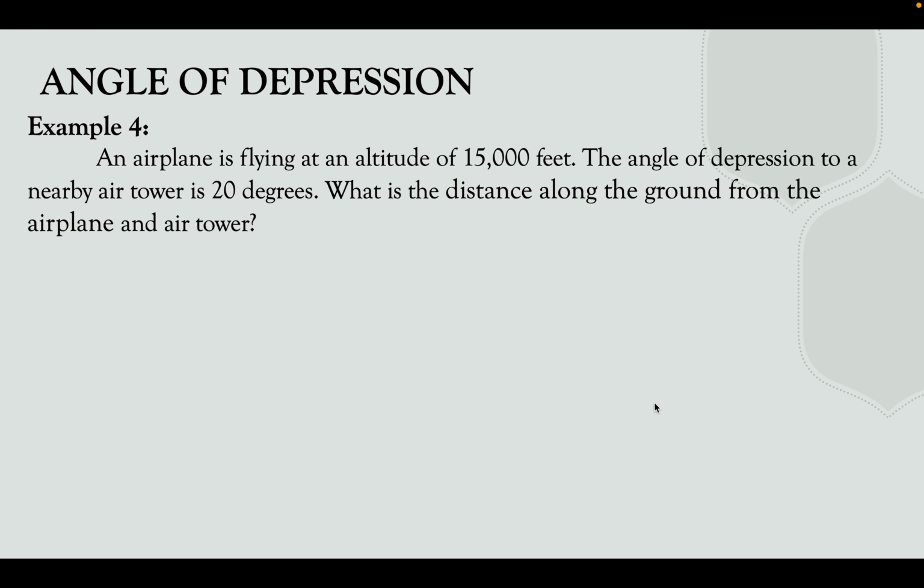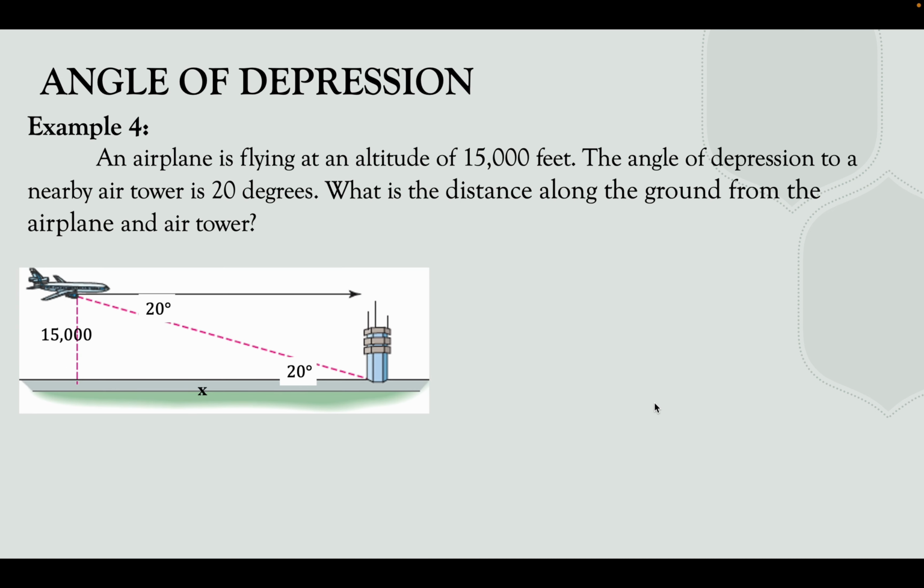Let's have our last example, example number 4. An airplane is flying at an altitude of 15,000 feet. The angle of depression to the nearby air tower is 20 degrees. What is the distance along the ground from the airplane to the air tower? So we have here the illustration. The airplane has an altitude of 15,000 feet and the angle of depression is 20 degrees.